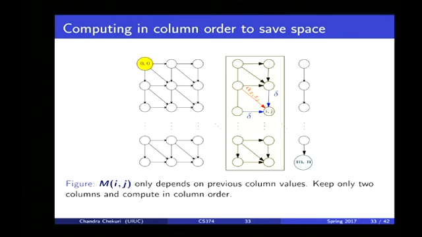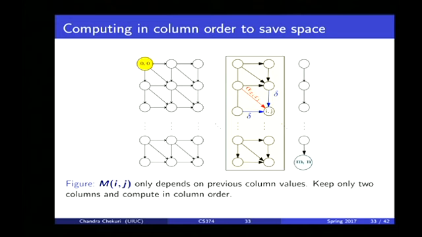So how does this computation start? Suppose we know the base case, and say that we are doing column order. So we compute this column by base case. Then we compute the next column, and then we compute the next column, and so on.